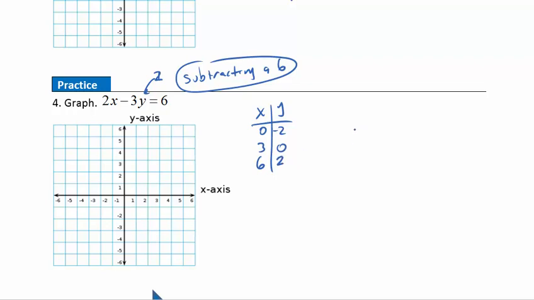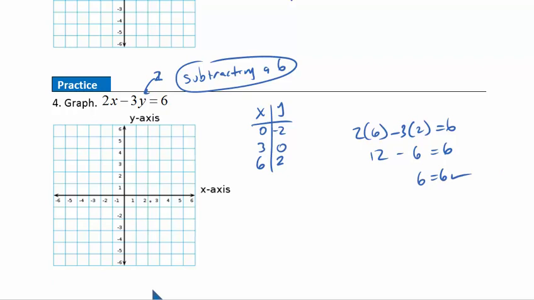Let's go ahead and check that out now. 2 times 6 minus 3 times 2 equals 6. Well, let's see. 2 times 6 is going to give me 12. 3 times 2 is going to give me 6. And sure enough, that's going to work. That's going to work as my third point.